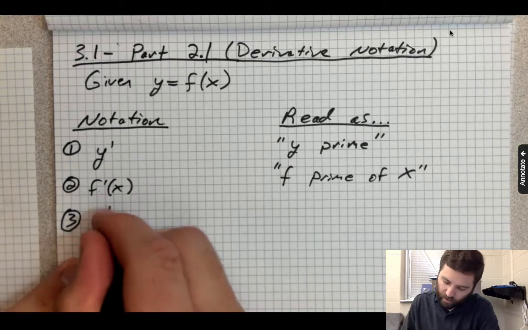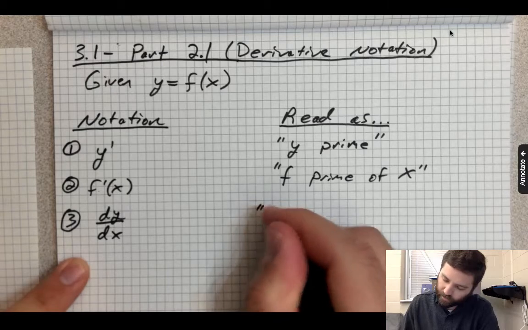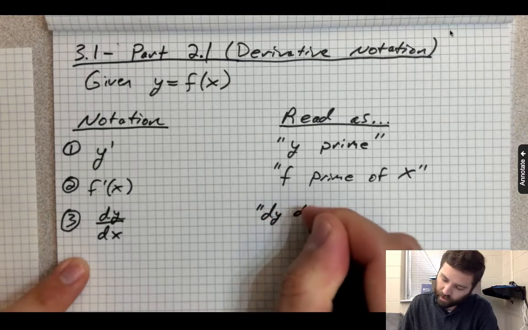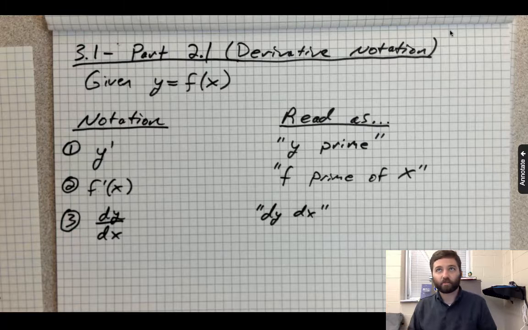Here's the next one, dy dx. That is read as dy dx. This looks like a fraction. It's not exactly a fraction, and I don't want to go too far into it because at this point in the course it's going to be confusing. So for right now, just think of that as notation. It means this.